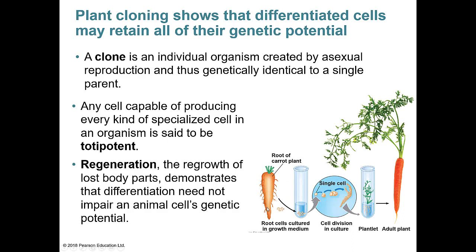Over here we see the root of a carrot plant. They can take cells off of this carrot, place them in a culture growth medium, take one of those cells, put it on a culture dish, get a small plant out of that, and then grow into an adult plant. That means that those cells that were here in the plant have the ability to become any part of that plant. So those cells were totipotent. They were able to become any type of cell.